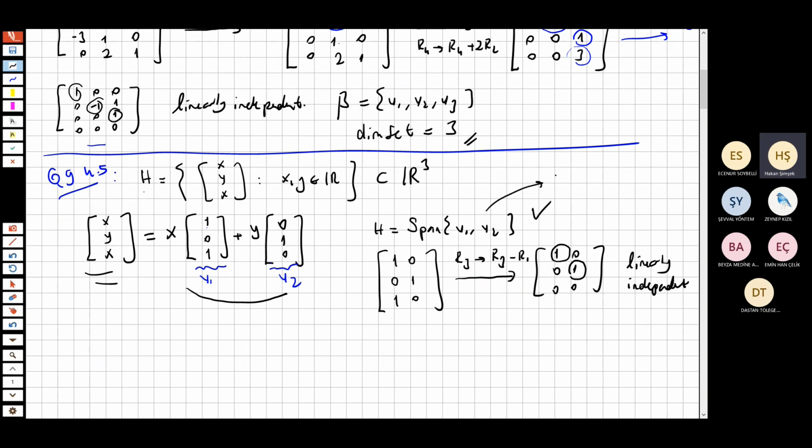Therefore, a basis for this subspace will also be V1, V2. We have just two vectors in here. Therefore, what is the dimension? Dimension will be equal to 2. Okay?